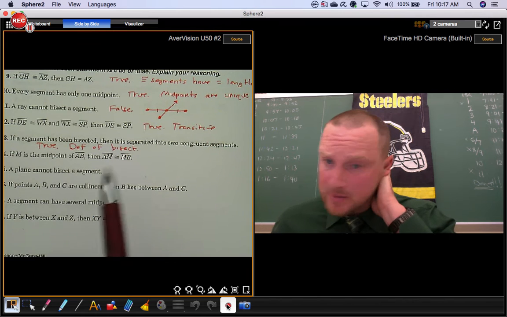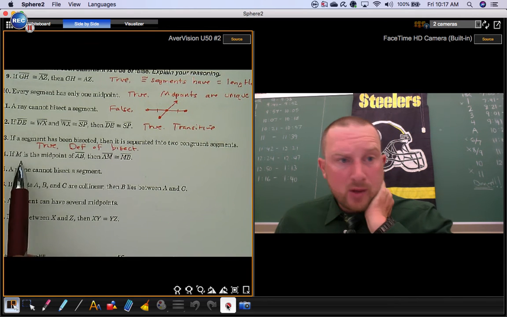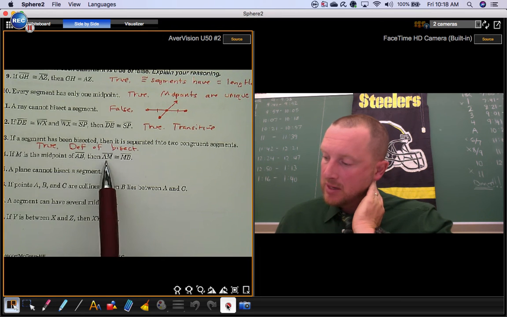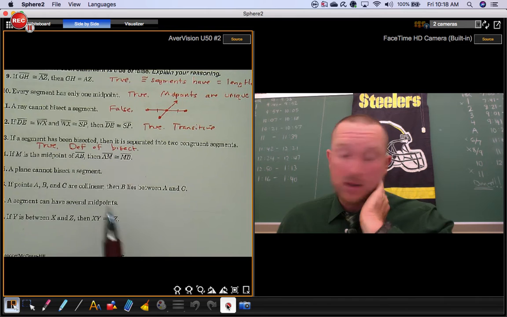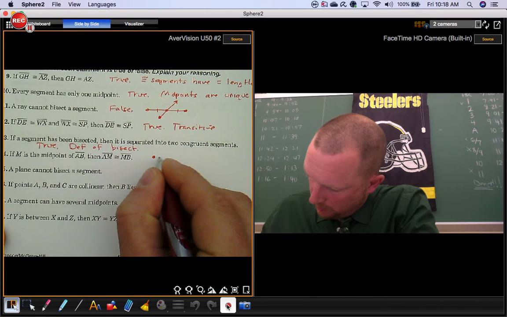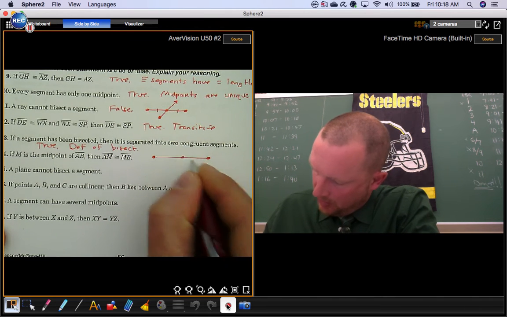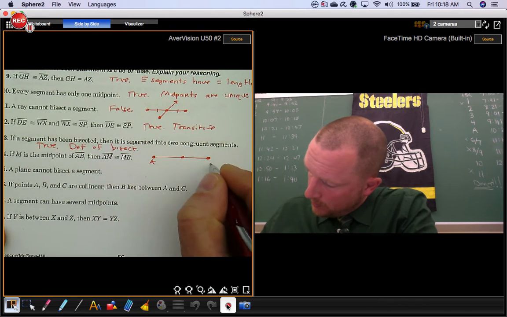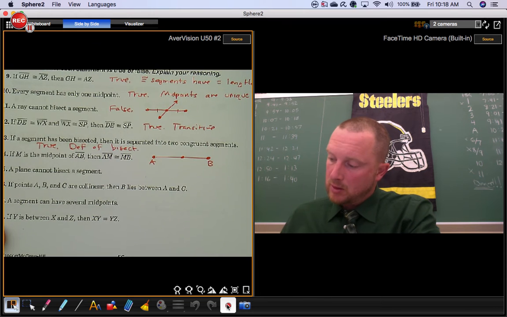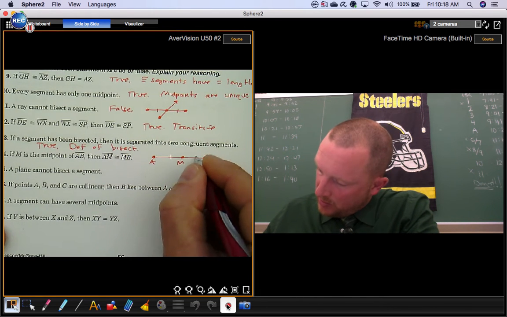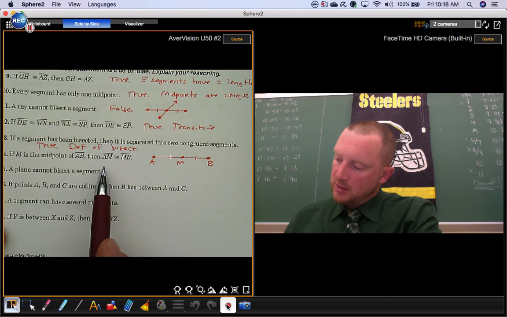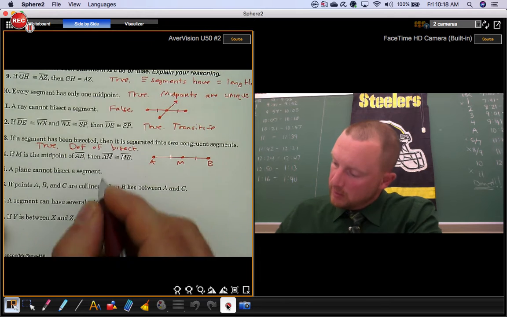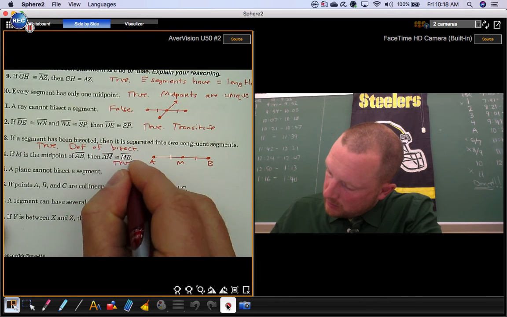That's what bisect means. Number 14, if M is the midpoint of segment AB, then segment AB is congruent to segment MB. Draw you a picture here. I think you probably could visualize this. But there's segment AB. Let's say that M is the midpoint. Doesn't that mean that segment AM and segment MB are congruent then? That's true.